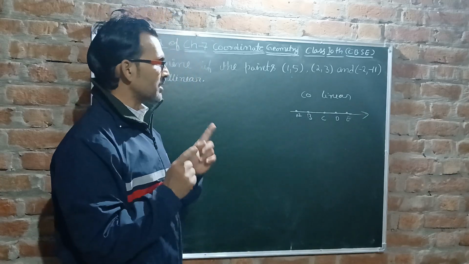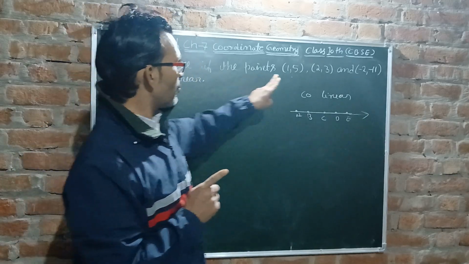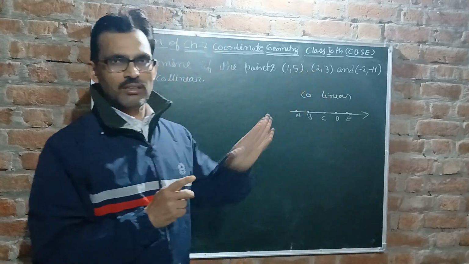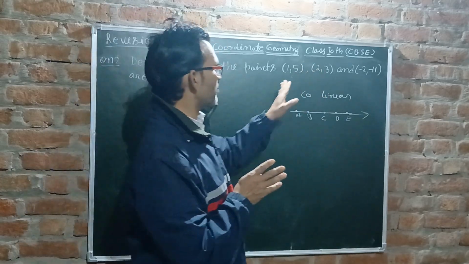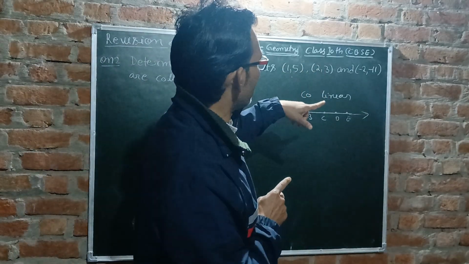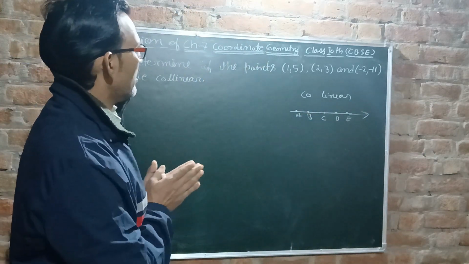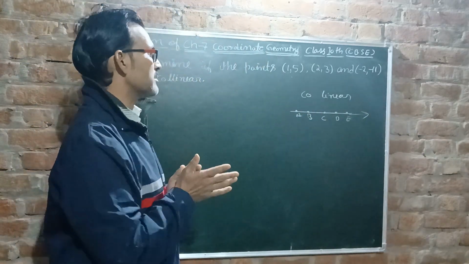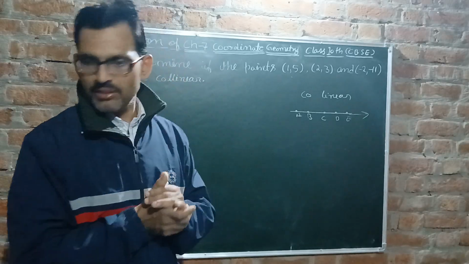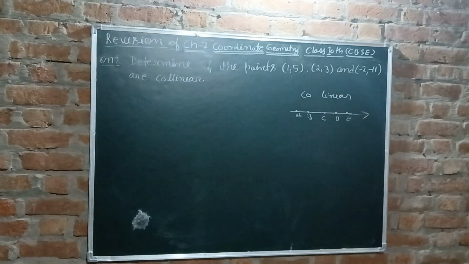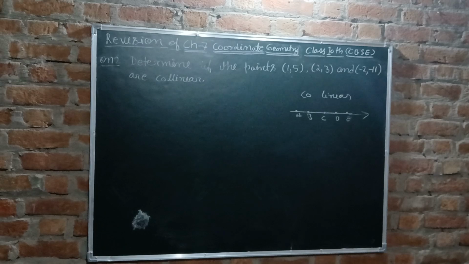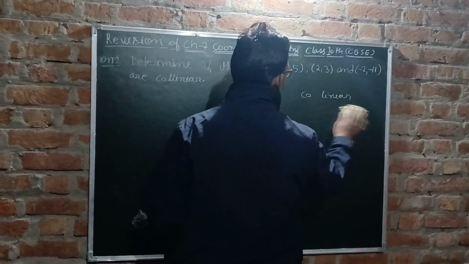If the sum of the distances between two pairs of points is not equal to the third, it will be a triangle. If the distances add up equal to the third, then the points will be collinear. So students, for that let us try to solve this.